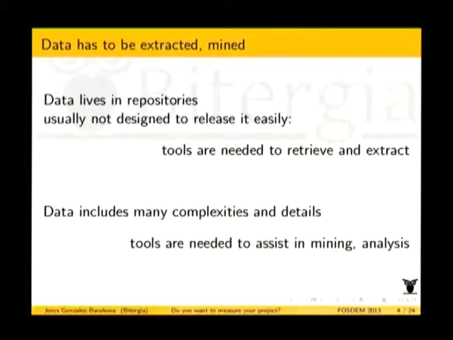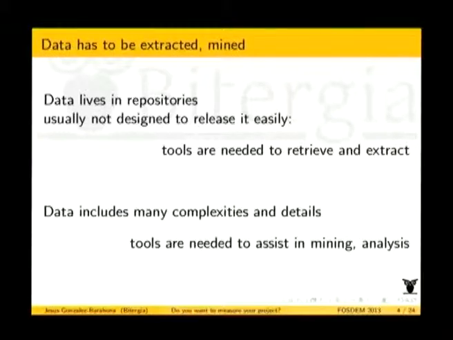So the problem with data in the free software repositories is that, first of all, it lives in repositories which were not designed to be mined. So it was designed to do development, and getting the information out of them is not always easy. Depending on the repository, in some cases it's very easy, in some others it's quite difficult. So we need tools to retrieve information. That's basically Metrics-Grimoire.